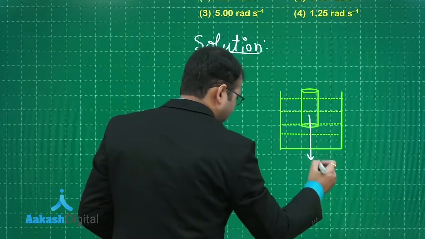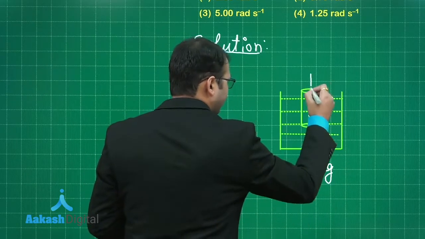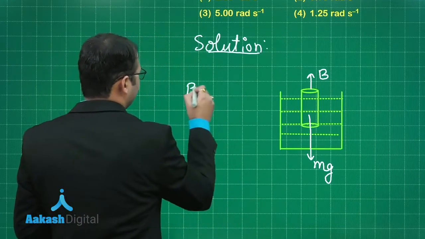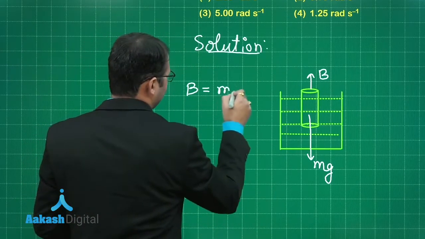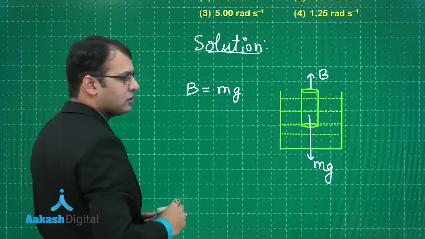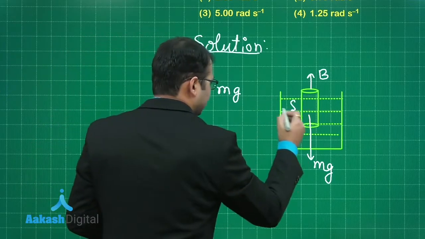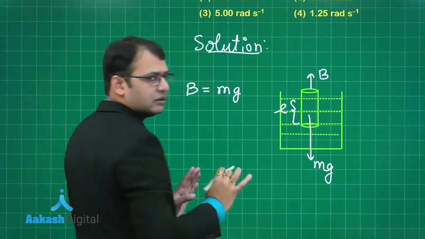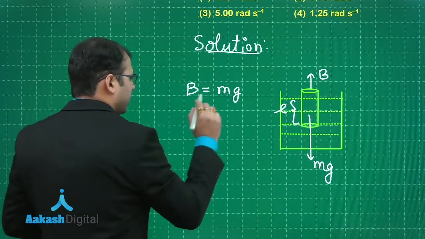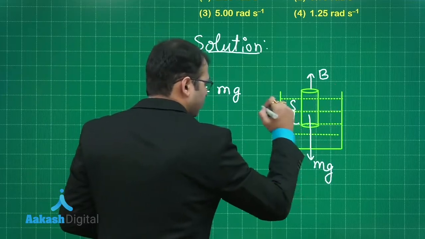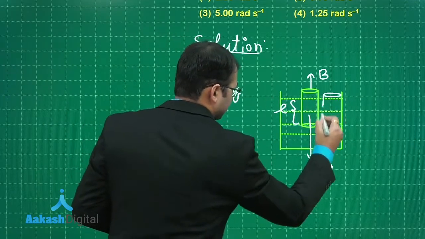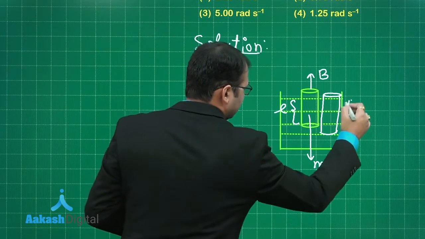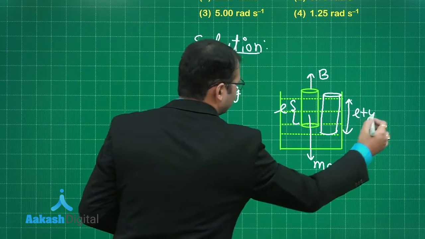Weight of this will be downward and buoyant force will be acting upward, right? Buoyant force currently will be equal to mg as it is balanced. Let's suppose this is length small l, which is inside the liquid. Total length would be capital L. Now, if I press this further down, let's suppose I press it to a state where the length inside the liquid will be l plus y.